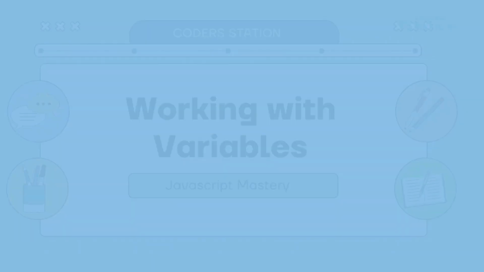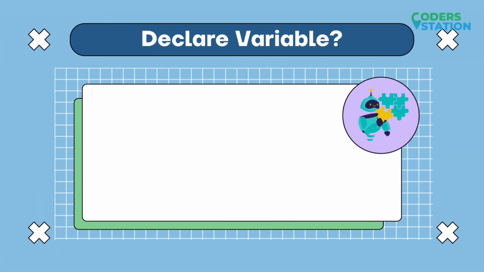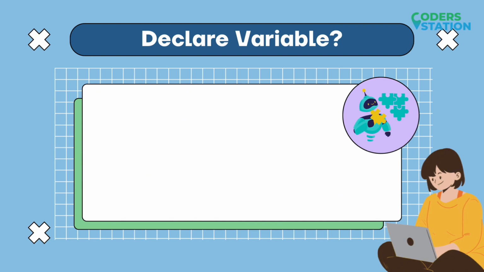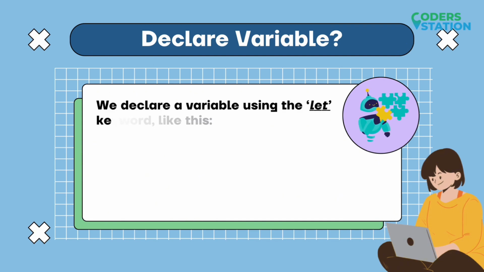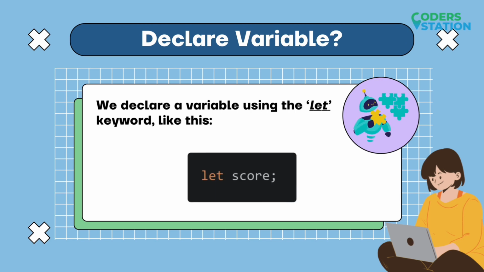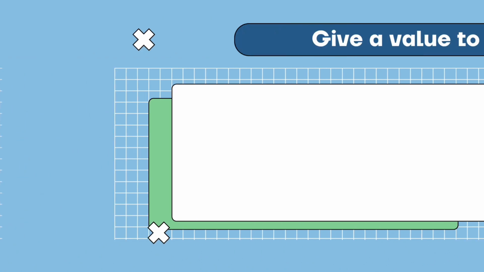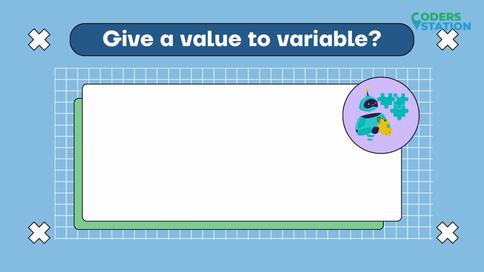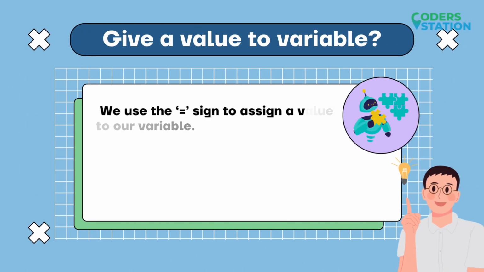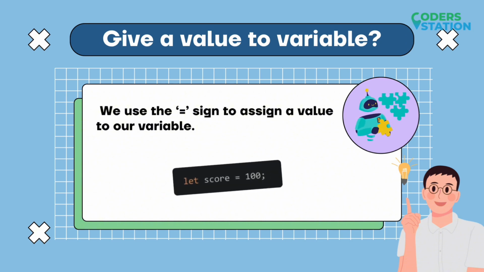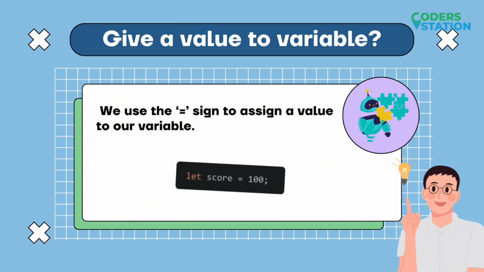First off, let's review. Sarah, can you remind us how we can declare a variable? Certainly, we declare a variable using the let keyword like this: let score. Perfect. Now John, once we have declared our variable, how do we give it a value or purpose? We use the equals sign to assign a value to a variable. For example, score = 100 gives our score variable a value of 100.